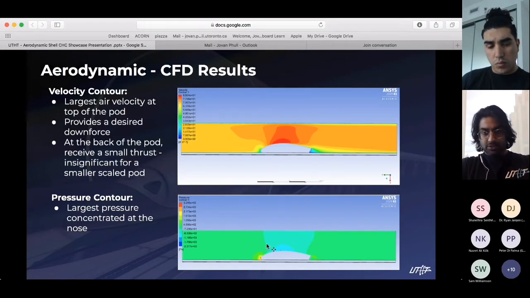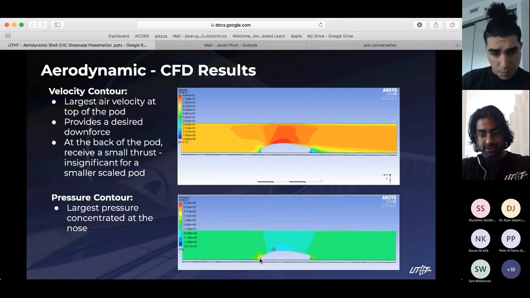Then for the pressure contour, as you can see at the nose of the pod, right at the front, we have a very red concentrated area there, which is as expected. We expected most of the pressure to be at the nose of the pod. So in future iterations, maybe we can redesign that to distribute this pressure better. But these were our results.